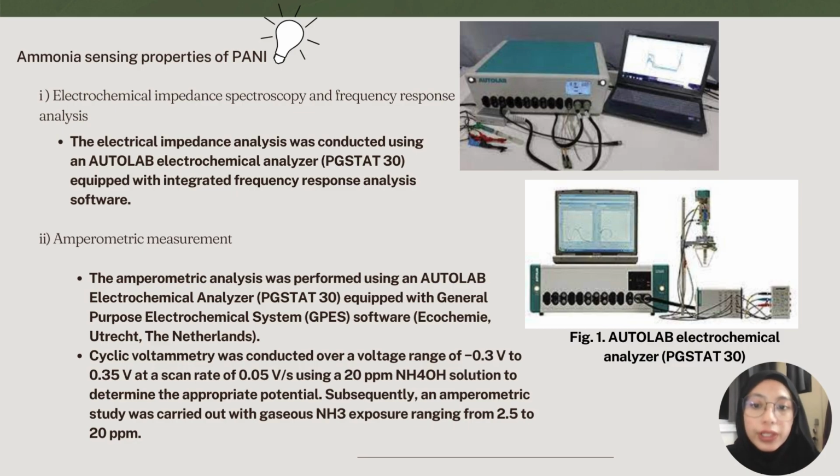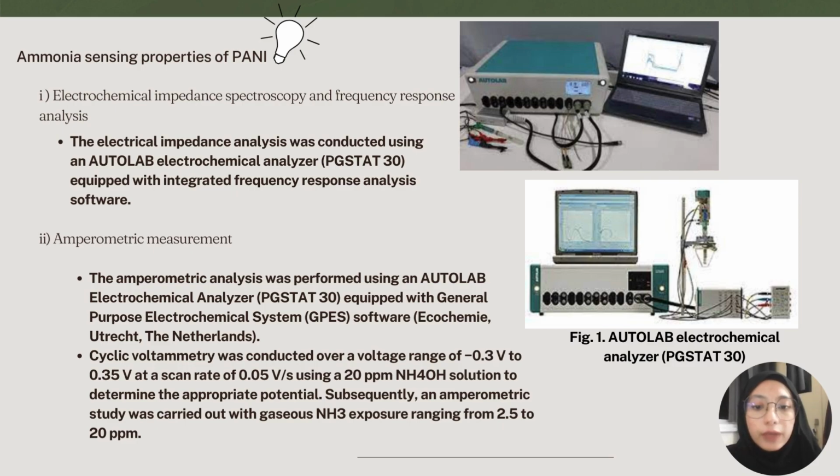We have two techniques. The first is electrochemical impedance spectroscopy and frequency response analysis, where the electrical impedance analysis was conducted using the Autolab electrochemical analyzer equipped with integrated frequency response analysis software. For the second, we use amperometric measurement, where the amperometric analysis was performed using the same instrument, the Autolab electrochemical analyzer, equipped with general purpose electrochemical system software.